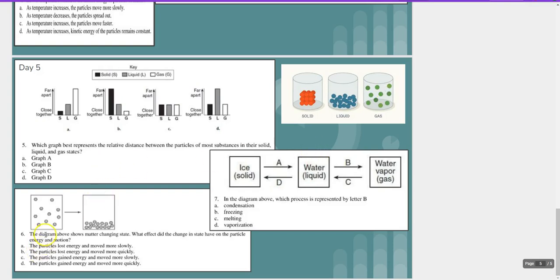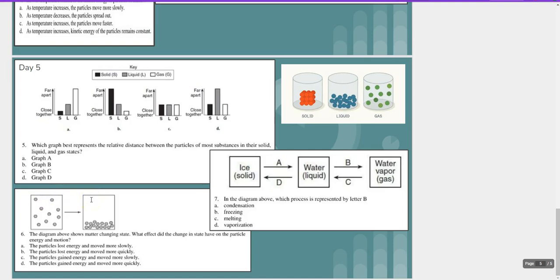Number 6, the diagram above shows the matter changing state. What effect did the change in state have on the particle energy and motion? Well, pictures say 1,000 words. If I were you, I'd go ahead and label this first picture where we start as a gas. That gas is changing to a liquid. So if we have a gas changing to a liquid, we would call that condensation.